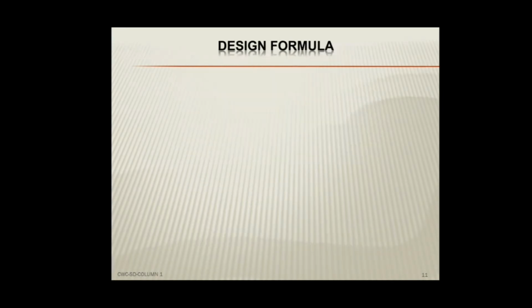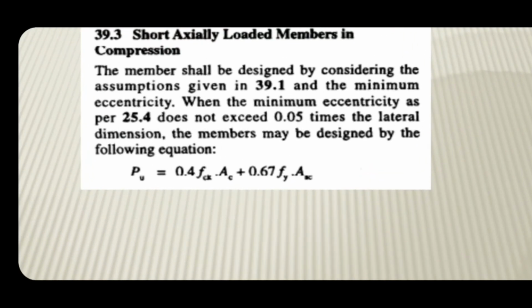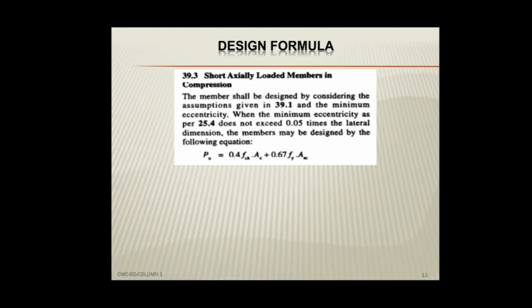At this stage we know our column is a short column and it has to be designed for the given axial load and the calculated values of minimum eccentricity. IS 456 has given an equation for the design of short axially loaded compression members if the minimum eccentricity does not exceed 0.05 times the lateral dimension. So let's check that condition first.